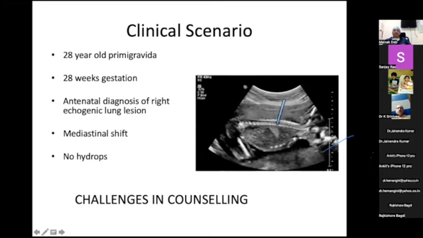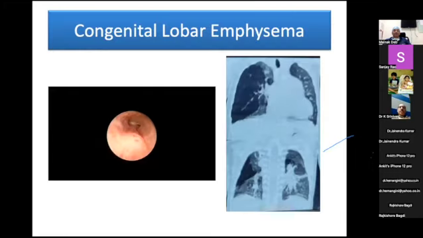Severely symptomatic children require a rapid thoracic decompression and a lobectomy, but a large number of children will not be as severely symptomatic. Even if they're symptomatic, they will give you time to evaluate, plan surgery, and perform a planned resection.